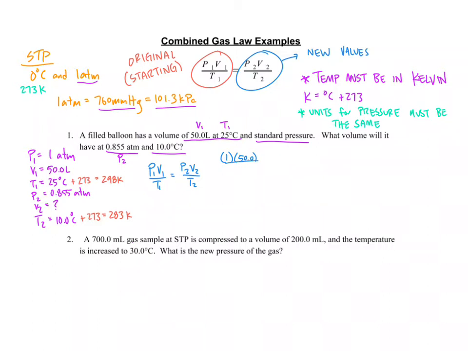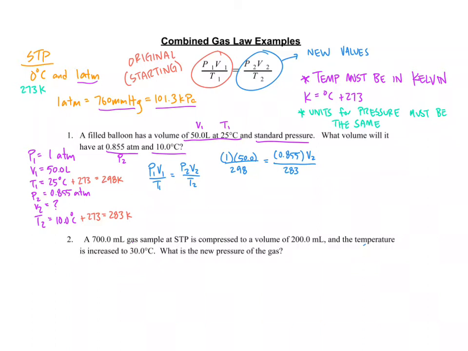My original temperature in Kelvin is 298, equals my new pressure, 0.855. My new volume is unknown, so I'm going to leave it as V2. And my new temperature is 283 Kelvin. So now we've got all our variables substituted into my equation. Now I proceed to solve.